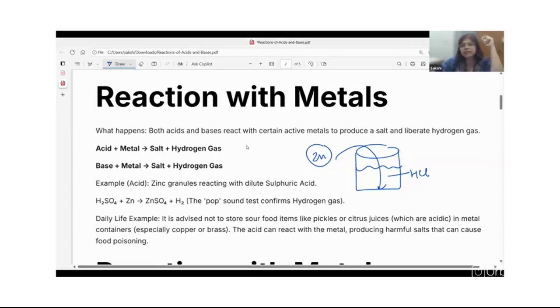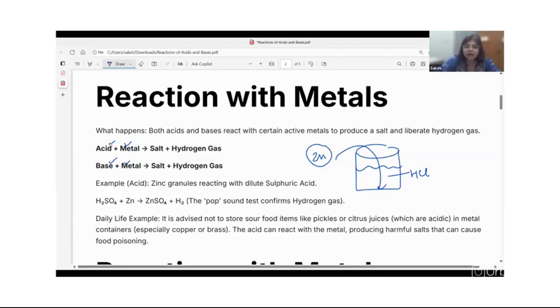hydrogen gas. So I think this practical, you must have done it in your school as well, that we take zinc granules and we add it into concentrated HCl or dilute HCl. So you see small bubbles coming out of the test tube, and it is very clearly visible. So this is the reaction of acids with metals, right, that whenever you put any metal into an acid, or any base into any acid, acid plus metal or base plus metal, hydrogen gas is released, right?